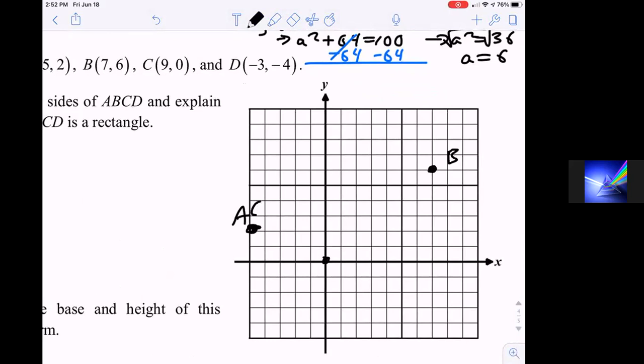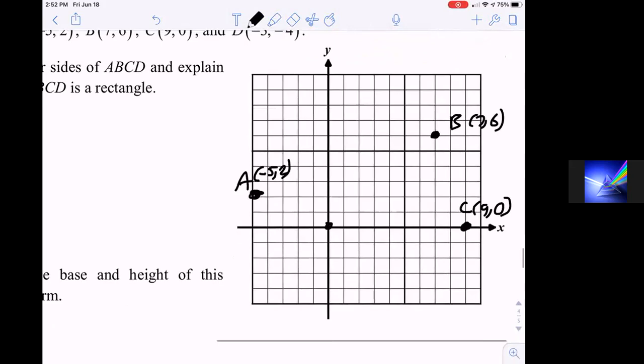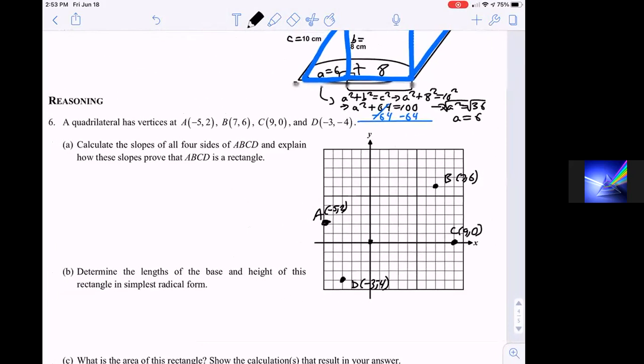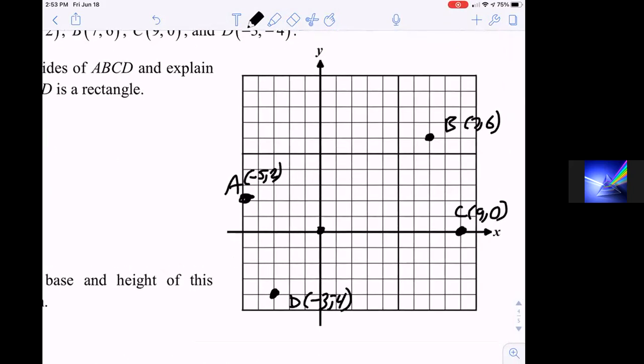So the first one is negative 5, 2, then 7, 6. And point C is 9, 0. So just go all the way over the x-axis and place a spot on 9, 0. That's going to be C. And D is going to be negative 3, negative 4. So go to the left, negative 3, go down, negative 4, and that is going to be D, negative 3, negative 4. Go ahead and connect the lines and make the parallelogram on this.